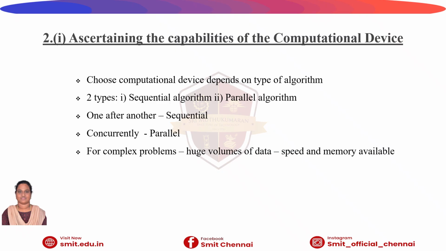The first one is computational device. So in RAM, instructions are executed one after another, and algorithms designed to be executed on such machines are called sequential algorithms. Operations are executed concurrently in parallel algorithms. Here the choice of computational device is mainly based on space and time efficiency. So if decisions are not satisfactory, we may return to problem understanding.